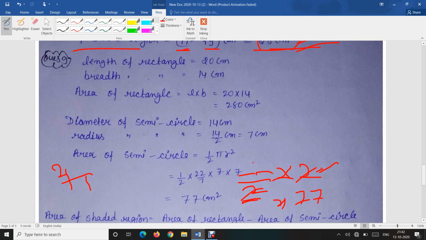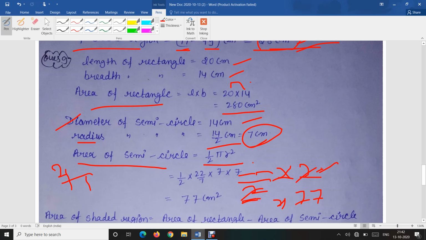Here the length of the rectangle is 20 centimeter, which is given. Also the breadth is given, which is 14 centimeter. So the area of the rectangle is length multiplied by breadth. So 20 multiplied by 14 is equal to 280 centimeter square. Now the diameter of the semicircle is given, 14 centimeter, the side BC. So from here you can find out the radius of this semicircle, which is 14 upon 2, which is equal to 7 centimeter.